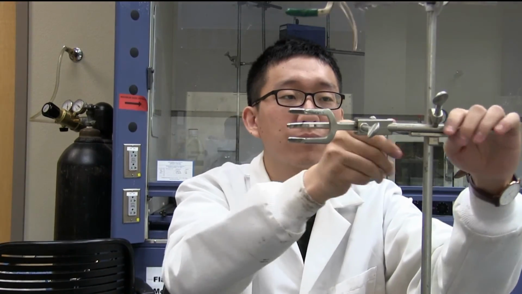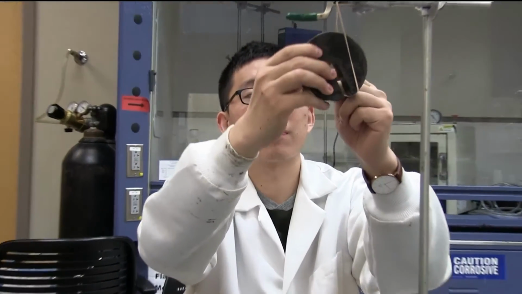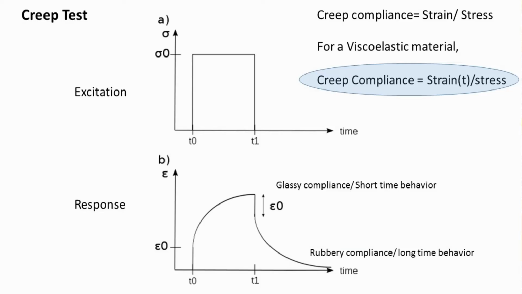Another important testing technique is creep. Compared to the stress relaxation, a constant stress is applied to the material to be tested. The deformation, which is the strain, is measured and recorded. A strain versus time curve can finally be obtained in a creep test. To start a creep test, a constant stress or load is applied at the beginning of the experiment.